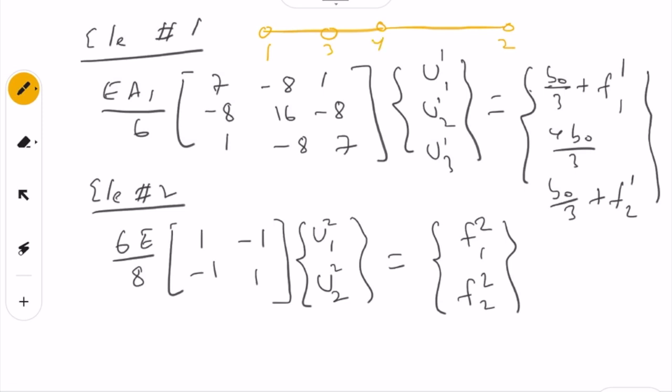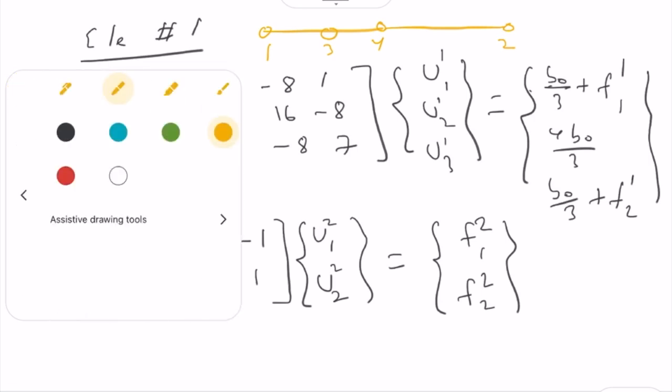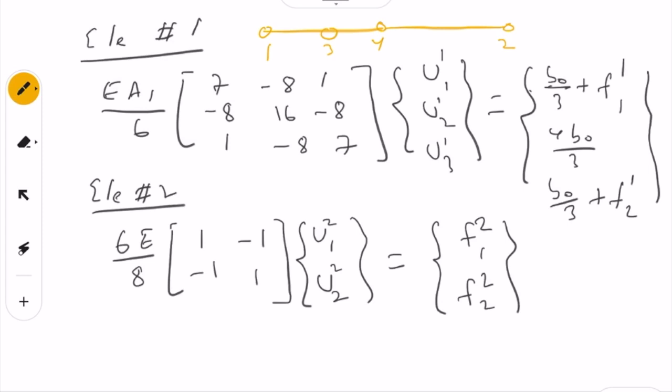Accordingly, we have to arrange it or renumber it. If you look at this, it is 1, 3, 4, right? So local was 1, 2, 3 like this. Now we have 1, 3, 4. So accordingly we write here, this becomes 1, this is 3, this is 4. Similarly, here we had 4 and 2, so accordingly we write 4 and 2, and we have to assemble.